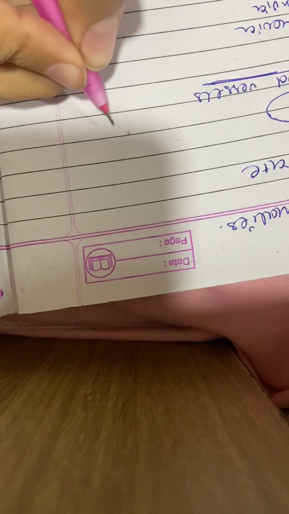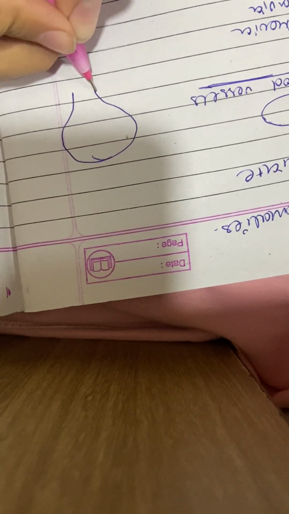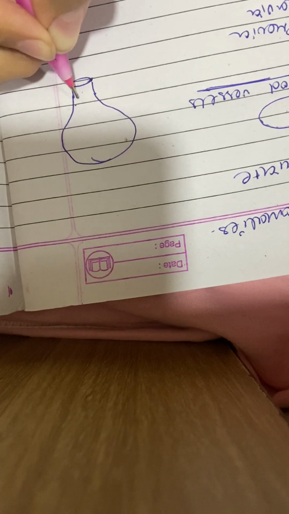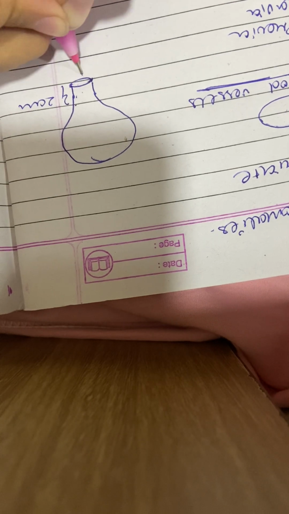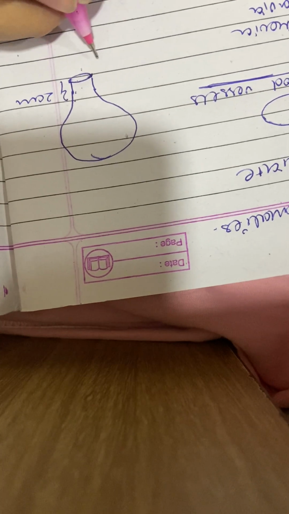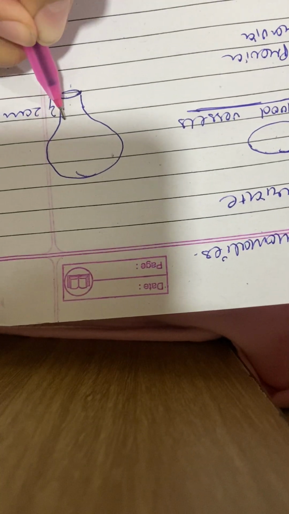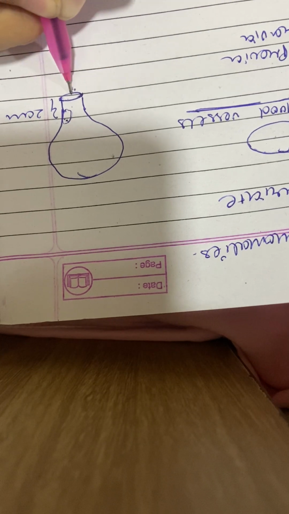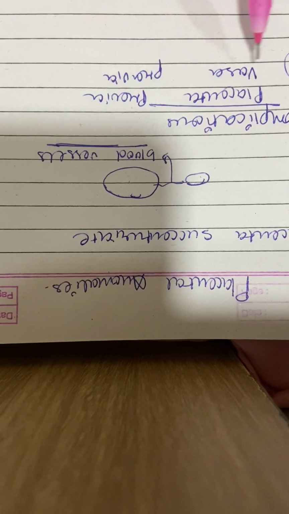So let's assume that this is the uterus of the woman. Now if the placenta is within 2 centimeters of the internal os, or it is touching the internal os, then it is called placenta previa. That is, if your placenta is present here within 2 centimeters or it touches the internal os, then it is called placenta previa.